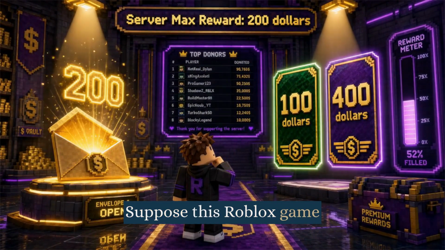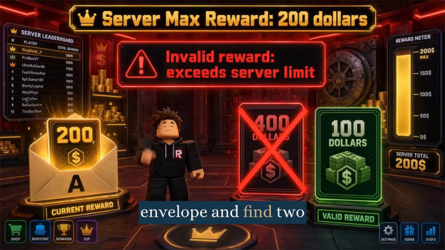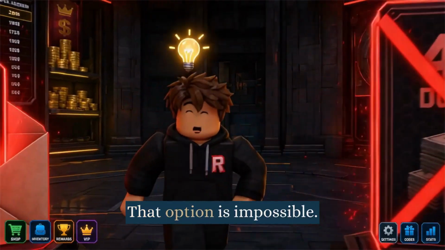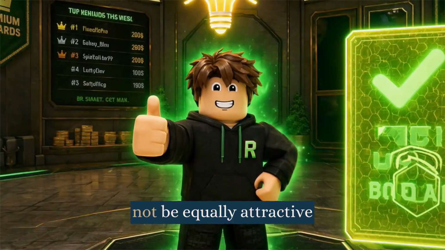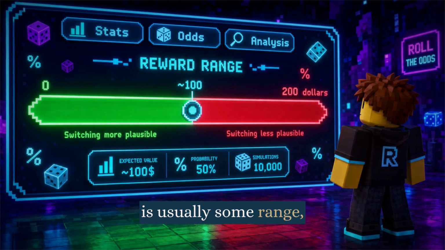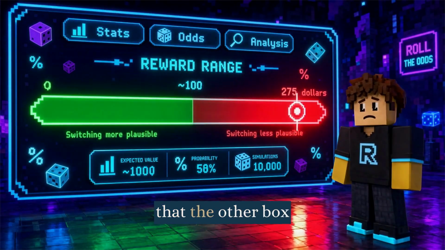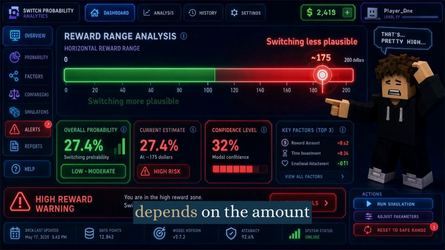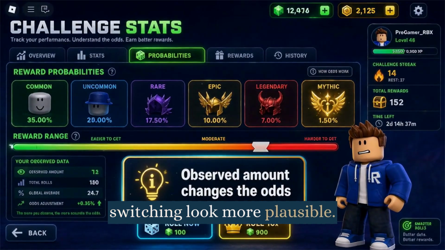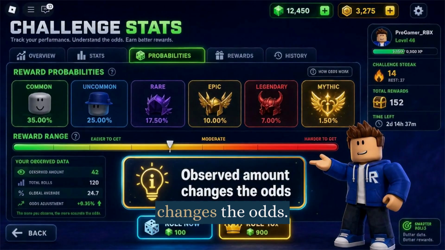Suppose this Roblox game has a maximum possible reward of $200. If you open your envelope and find $200, then the other envelope cannot contain $400. That option is impossible, so switching would clearly not be equally attractive anymore. In real games, there is usually some range, limit, or prior belief about what rewards are possible. That means the chance that the other box is larger or smaller depends on the amount you actually observe. Low values may make switching look more plausible. High values may make switching look less plausible. So the observed amount changes the odds.